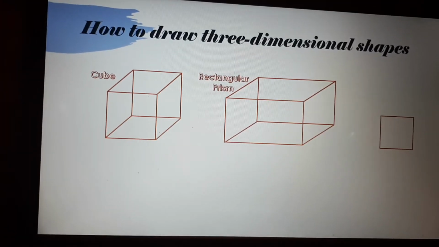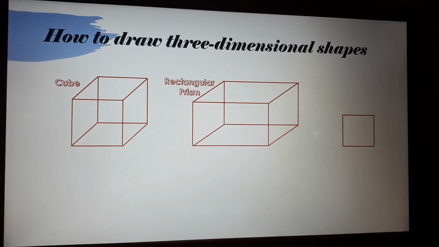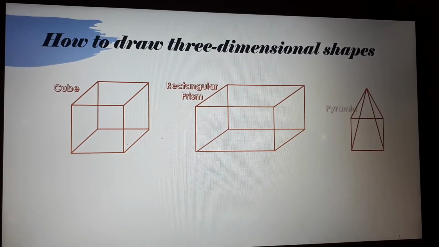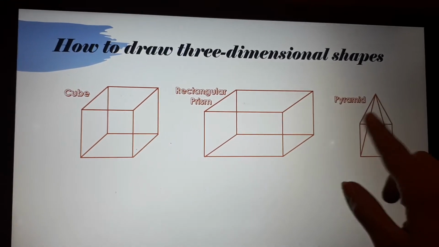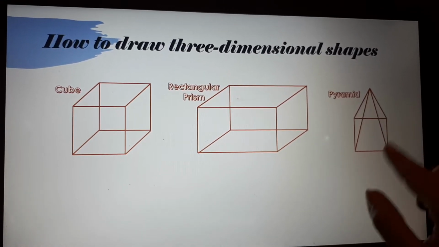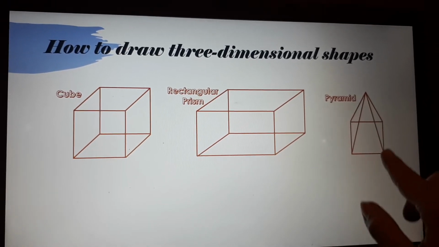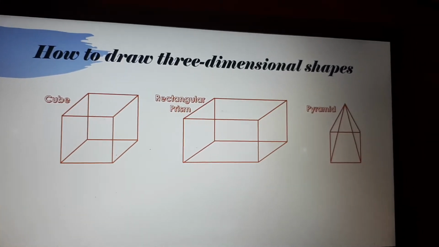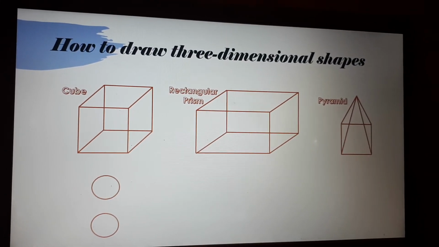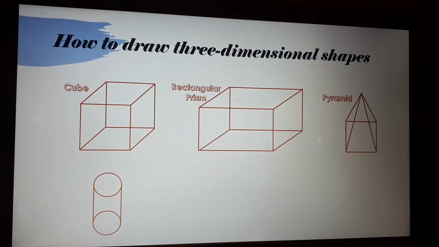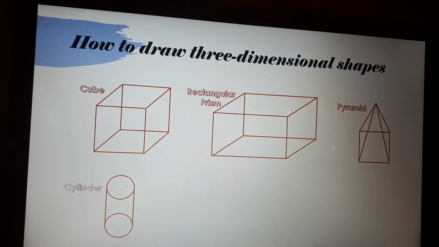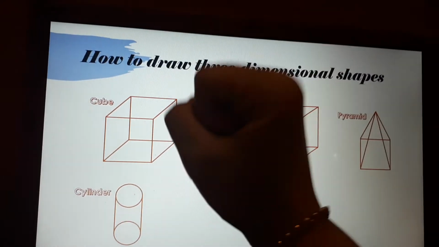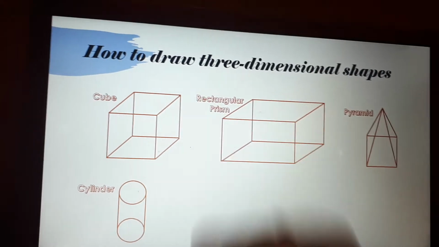Do you think here I will draw a cube another time? No, I will not. I will draw a pyramid. So the pyramid has 5 faces, 5 vertices, but it has 8 edges. 1, 2, 3, 4, 5, 6, 7, 8 edges. Now here I'm drawing a cylinder. You see, I draw 2 circles and connect them. It makes a cylinder. It has 2 faces, 0 edges, 0 vertices.